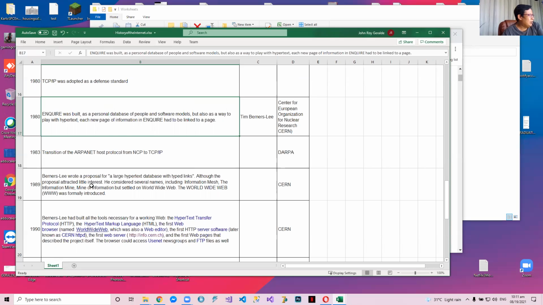Now, in 1989, Berners-Lee wrote a proposal for a huge hypertext database. Remember that hypertext came from a need to store databases and connect them together with typed links. So you have the H tag in the hypertext. The H tag will allow you to make a link from one document to another. These are called typed links.